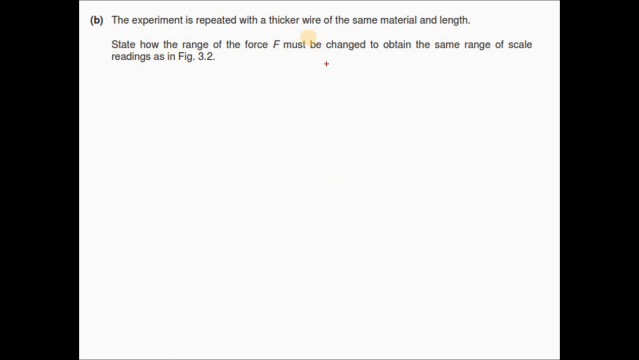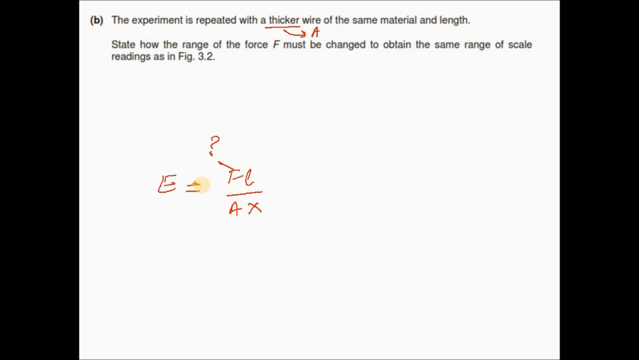Now if you see, you are changing the thickness. Thickness means you are changing the area of the wire. So the formula is E equals FL over A times X. You need the same amount of scale reading, that means X should be the same, and length is the same, so you need to figure out the force. What should the force be if the area is changed?